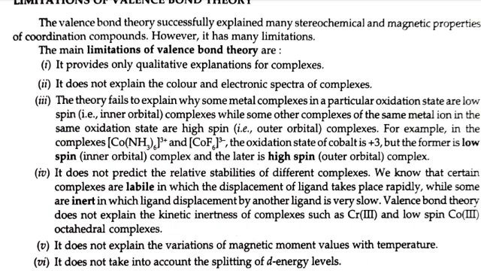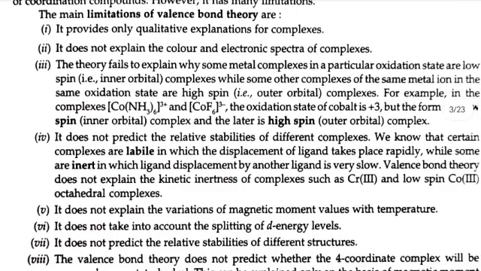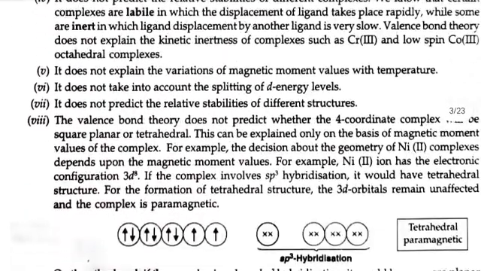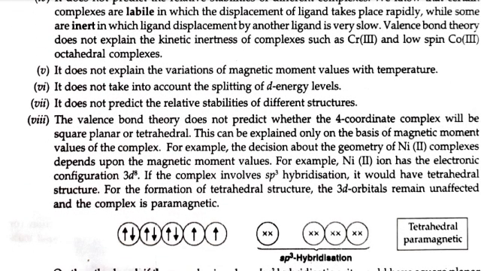We know that certain complexes are labile, in which the displacement of ligand takes place repeatedly, while some are inert, in which ligand displacement by another ligand is very slow. VBT does not explain the kinetic inertness of complexes such as chromium(III) and low spin cobalt(III) octahedral complexes. It does not explain the variation of magnetic moment values with temperature. It does not take into account the splitting of d energy levels. It does not predict the relative stabilities of different structures.